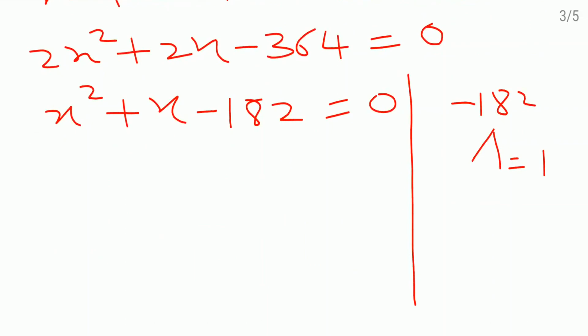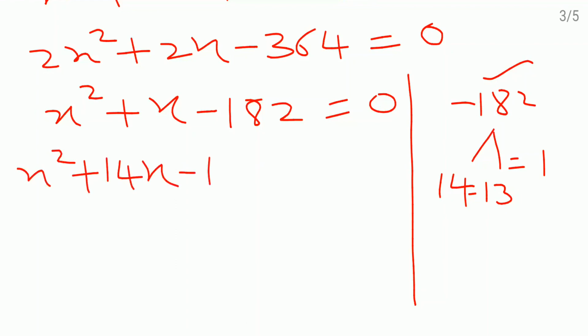In the previous sum, we know the factors of 182. So from that you can say 14 and 13. What I will do? 14 minus 13, the sum is coming 1, and the product of 14 and minus 13 comes as minus 182. So here I'll write down x square plus 14x minus 13x minus 182, which is equal to 0.